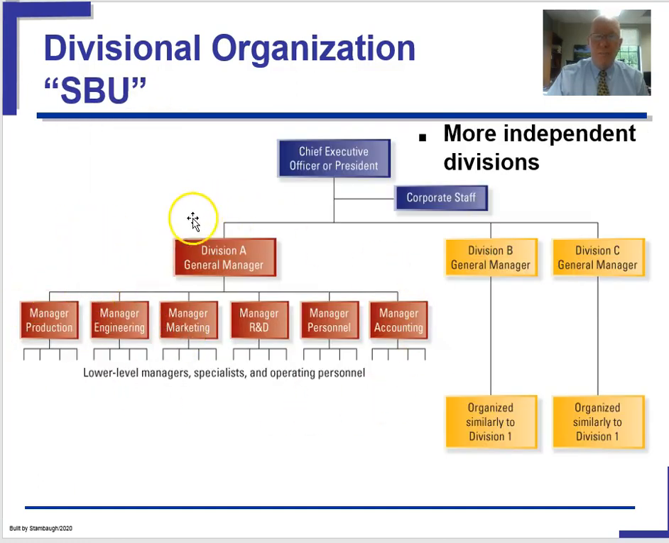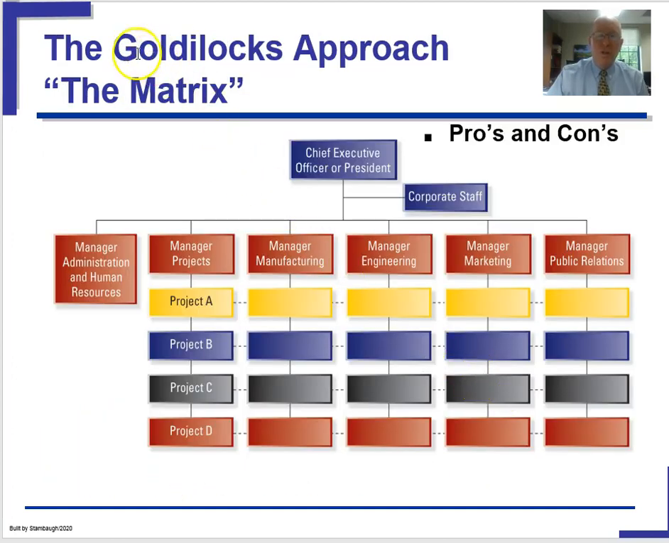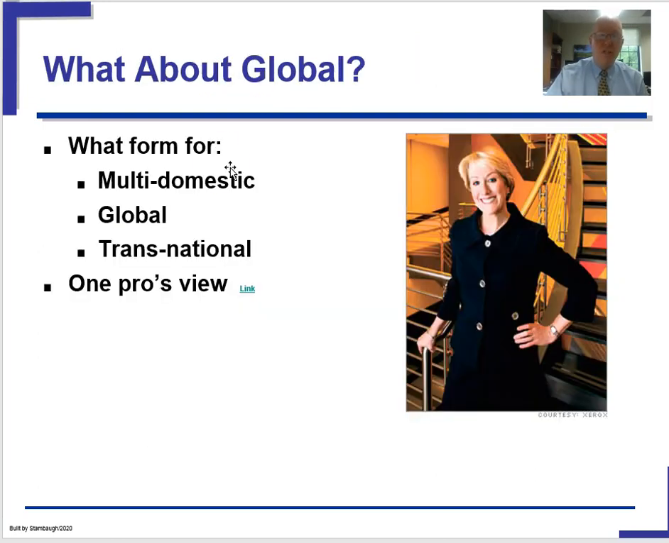There's a question about SBU, and there's also a question about the competitive form. There's also a question about the matrix and what are the pros and cons of a matrix solution. So it all revolves around the idea of pros and cons. So functional, multi-divisional, and furthermore, different types of multi-divisionals in the matrix. Make sure you know the pros and the cons of each.